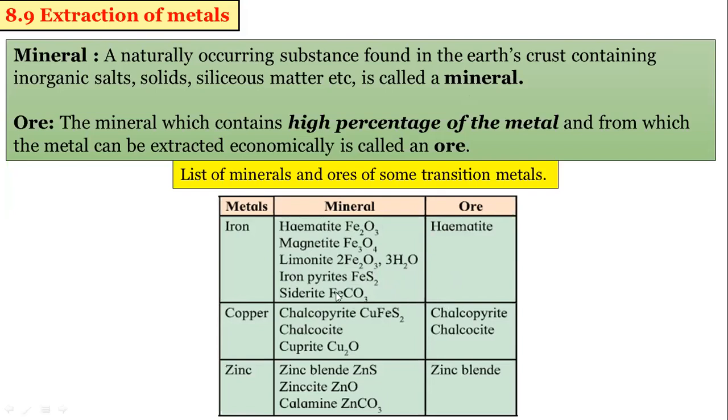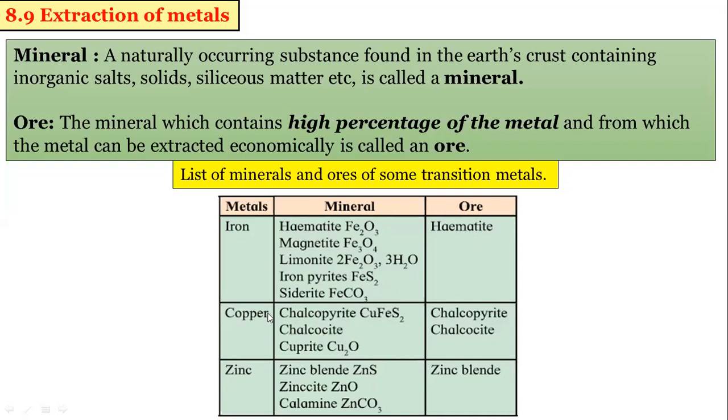Then siderite. Many times this question is asked in the board examination: write the formula of siderite, write the formula of hematite, write the formula of magnetite, write the formula of limonite. These are the minerals of iron, remember, from which iron can be extracted. Hematite contains a higher percentage of iron, so it is called an ore, and all these are minerals.